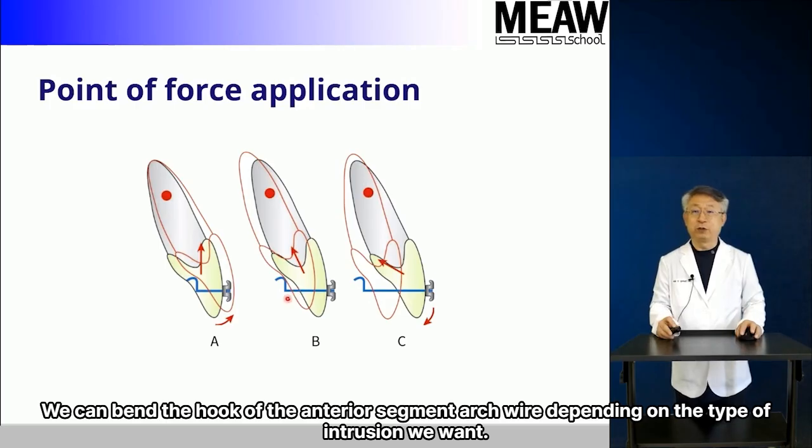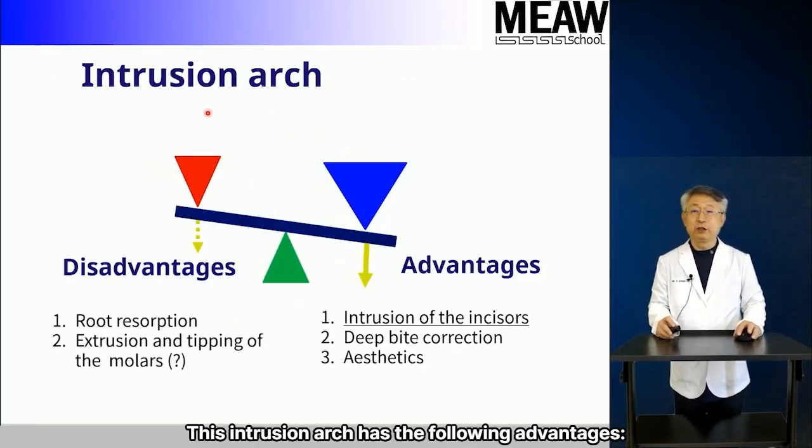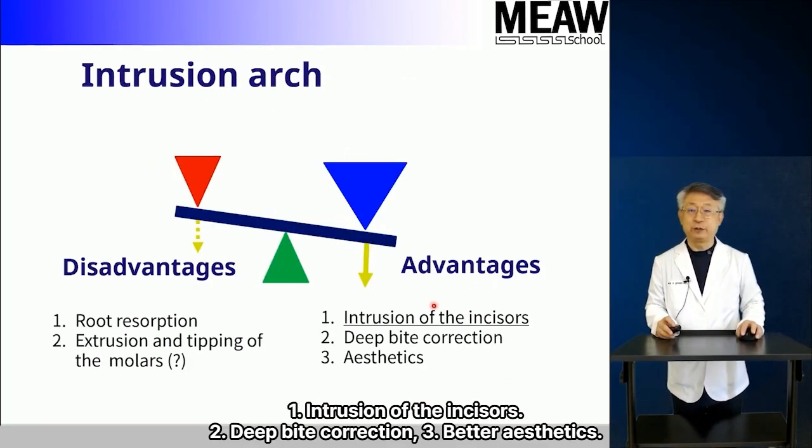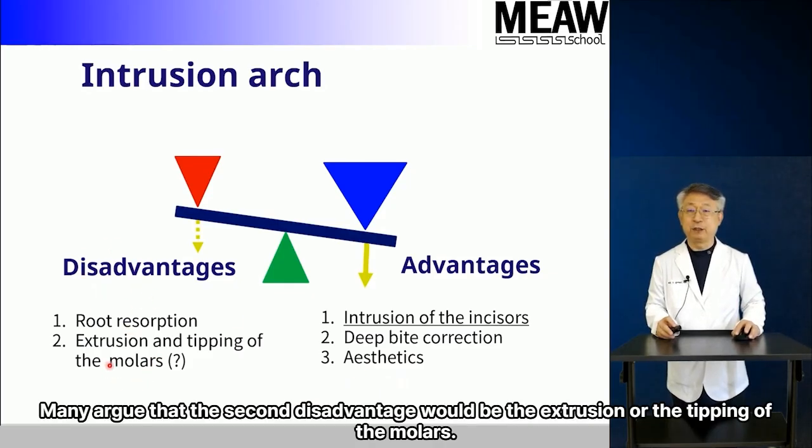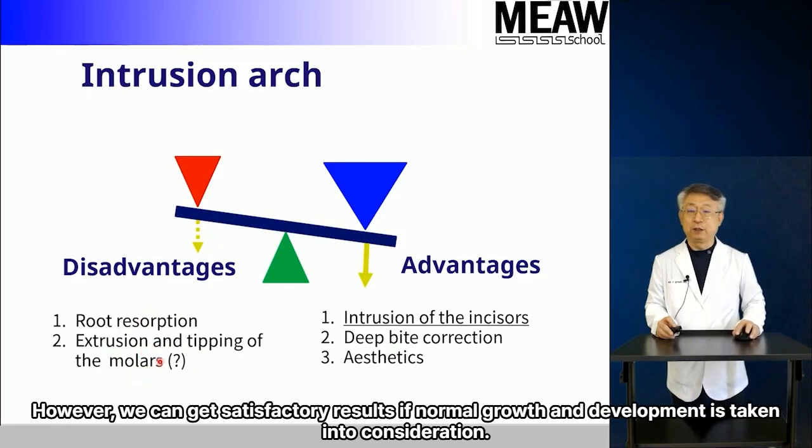We can bend the hook of the anterior segment arch wire depending on the type of intrusion we want. This intrusion arch has the following advantages. 1. Intrusion of the incisors. 2. Deep bite correction. 3. Better aesthetics. On the other hand, a disadvantage of the intrusion arch is root resorption. Many argue that the second disadvantage would be the extrusion or the tipping of the molars. However, we can get satisfactory results if normal growth and development is taken into consideration.